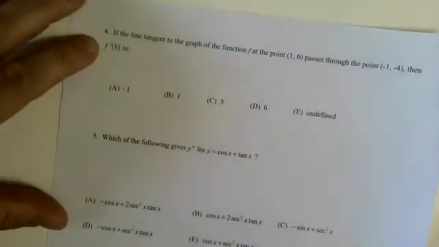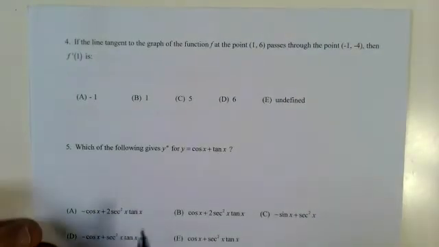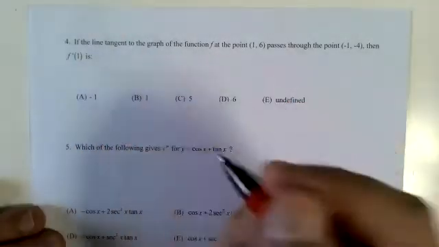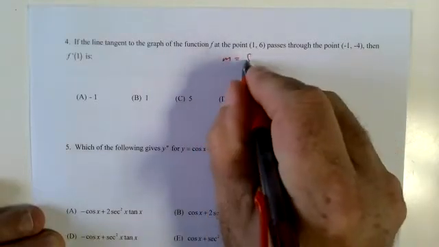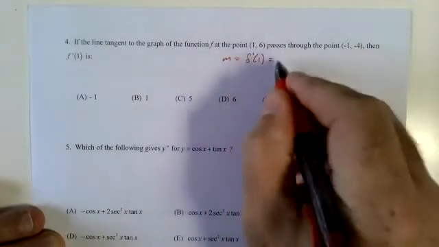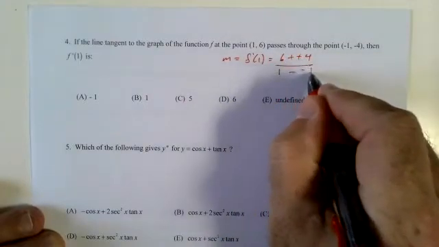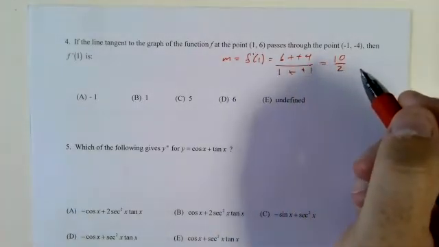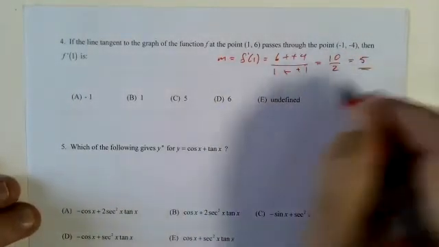If the line tangent to the graph of the function f at the point 1, 6 passes through the point -1, -4, then f prime of 1 is just the slope of this line. m equals f prime of 1 equals 6 minus -4 over 1 minus -1, 10 over 2, 5.